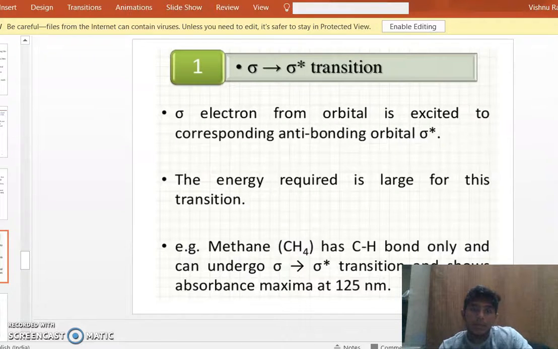Now let's take a deeper look at each of the transitions. The first one is sigma to sigma star transition. So the sigma electron from the orbital is excited to the corresponding anti-bonding orbital, sigma star. A large amount of energy is required for this transition. So basically alkanes, which have C-H bonds only, can undergo sigma to sigma star transition. And the absorbance maximum shown in the example is at 125 nanometer.